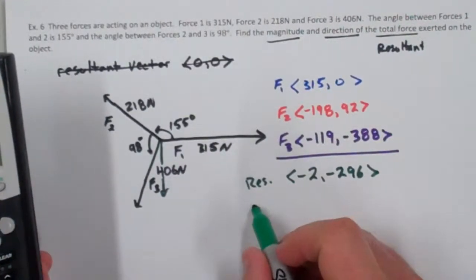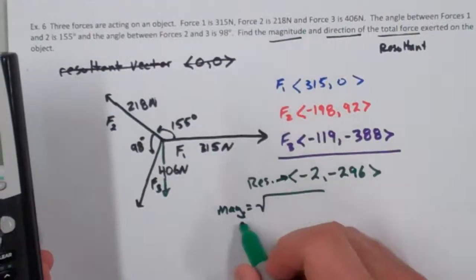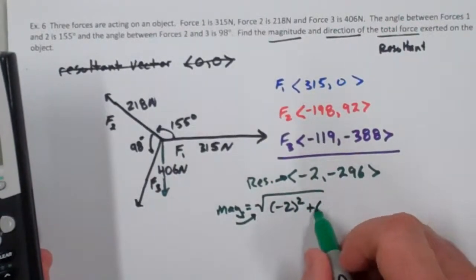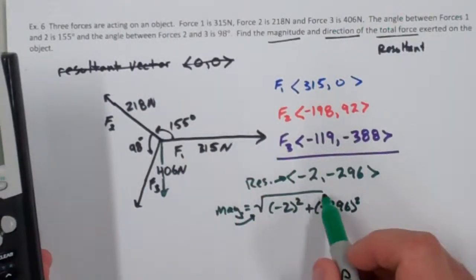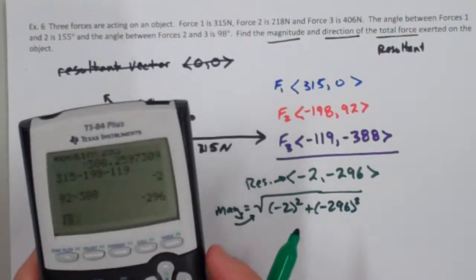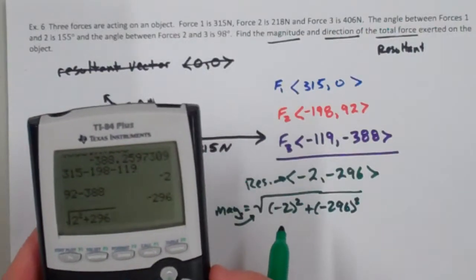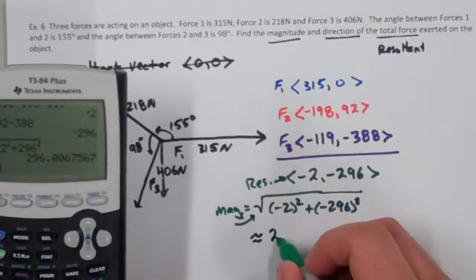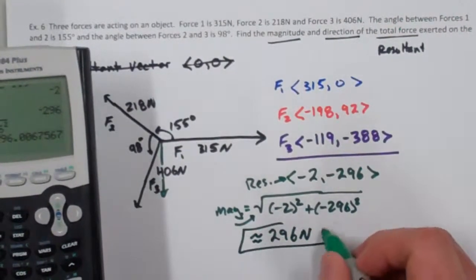So the magnitude, remember, is just the square root of the x value squared plus the y value squared. It's going to be really close to 296. This is almost straight vertically down. So we can type that in and see what it is here. We'll do 2 squared and then 296 squared. And the magnitude is about 296, and that's in newtons.